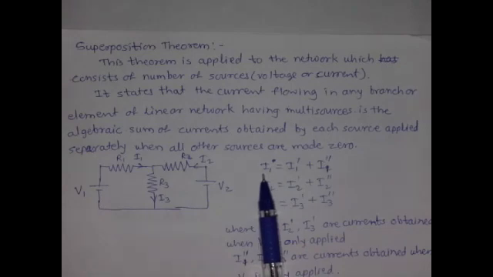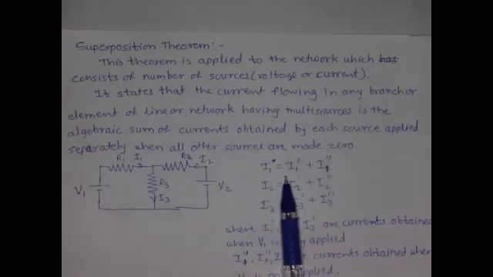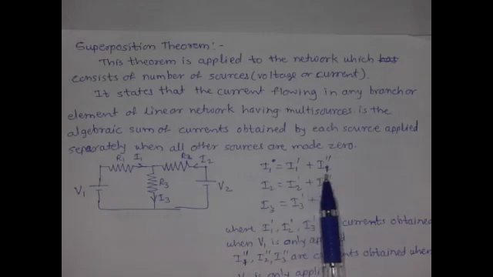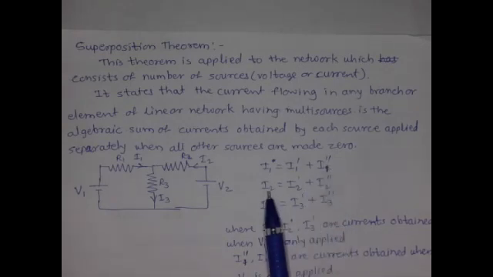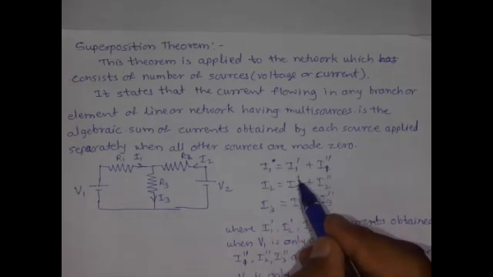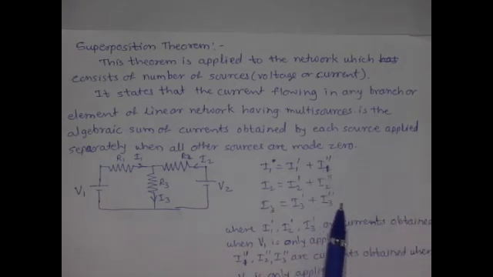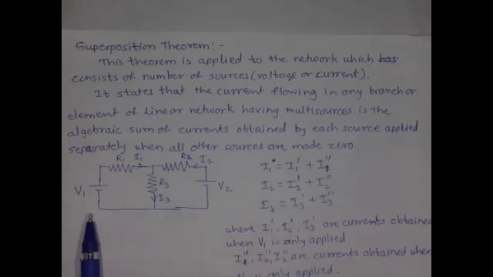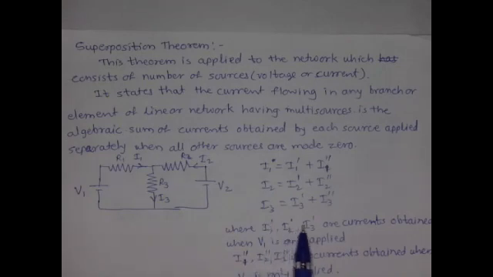Now here the current is represented as I1 equal to I1 dash plus I1 double dash. Second, the current flowing through R2 is I2, which is nothing but I2 dash plus I2 double dash. Then the current flowing through R3 is I3, which is nothing but I3 dash plus I3 double dash. Now this dash is related to which source is connected. Suppose it is for V1, then it is a single dash. And if it is V2, then a double dash must be used.